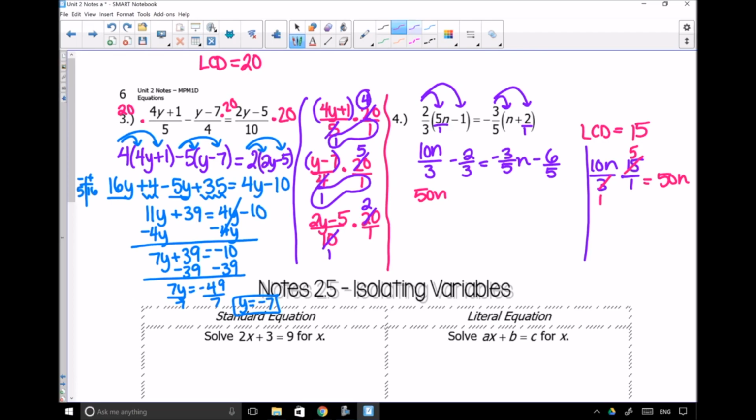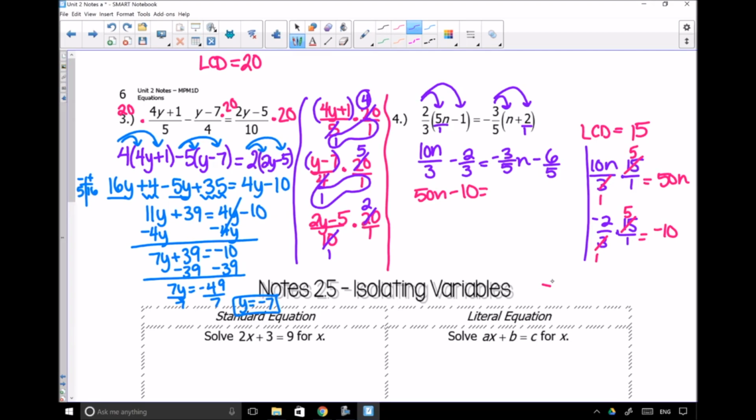Okay, next term is negative 2/3. Multiply that by 15 over 1. Well, 3 and 15 are both divisible by 3. 3 divided by 3 is 1. 15 divided by 3 is 5. So negative 2 times 5 is negative 10. So I'm going to say minus 10.